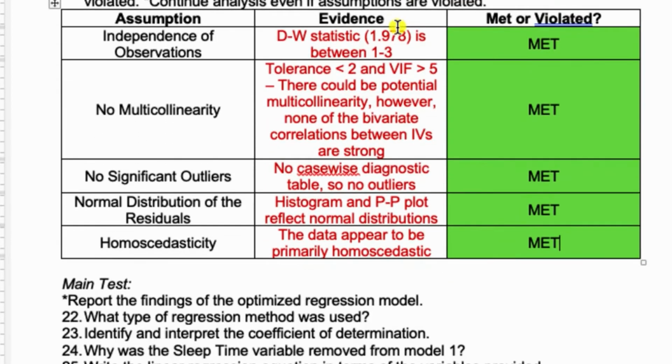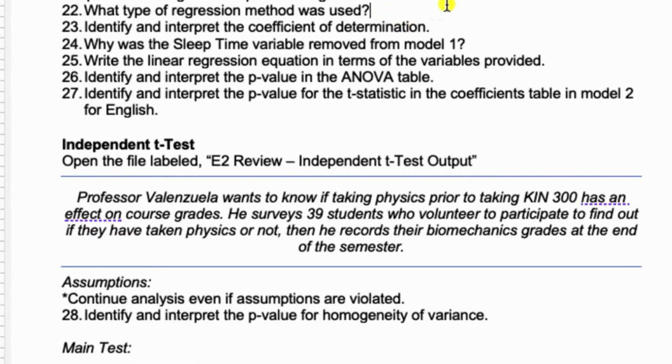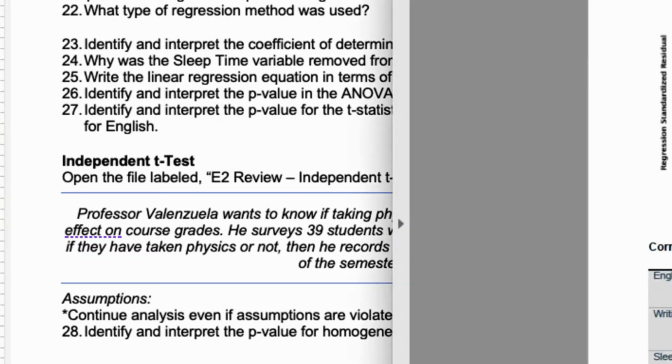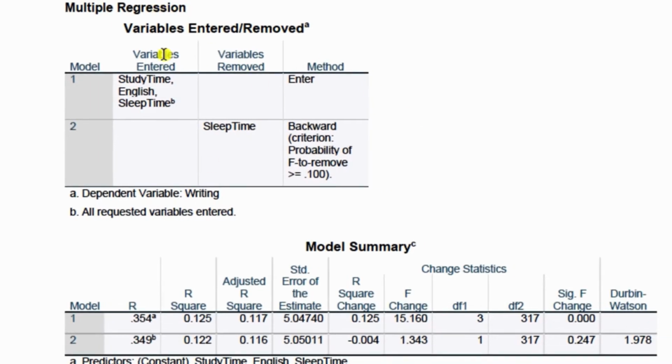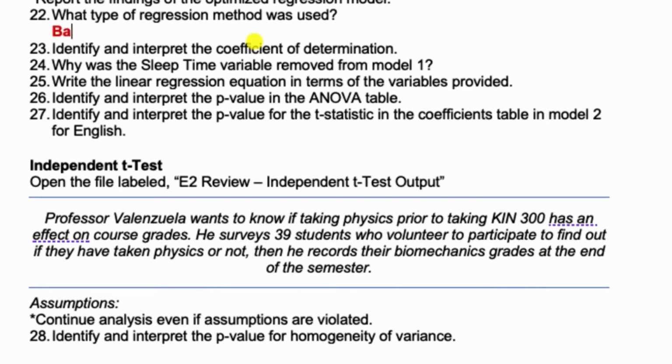For the main test, we're actually interested in looking at the regression models. So my first question that I have for you guys is what type of regression method was used? And we can figure this out using the variables entered and removed table. From here, we can see that all of our variables were entered into the first model, and then we started removing variables, right? Variables removed, using a backward criteria. So that tells us that we used a backward elimination method.